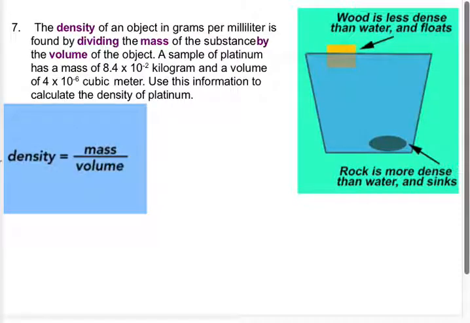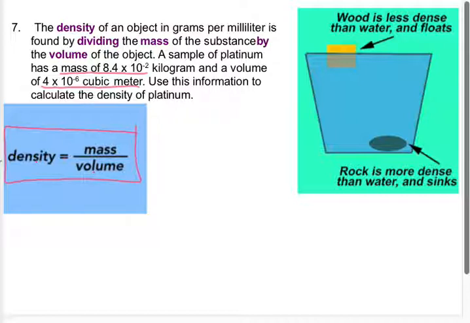So example 7. The density of an object in grams per milliliter is found by dividing the mass of the substance by the volume. Okay, so they wrote that out right here. Density is equal to mass divided by volume. A sample of platinum has a mass of 8.4 times 10 to the negative second kilogram and a volume of 4 times 10 to the negative 6 cubic meter. Use this information to calculate the density of platinum.